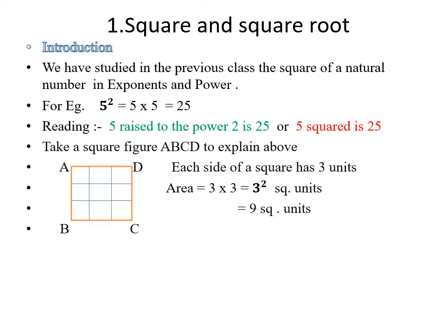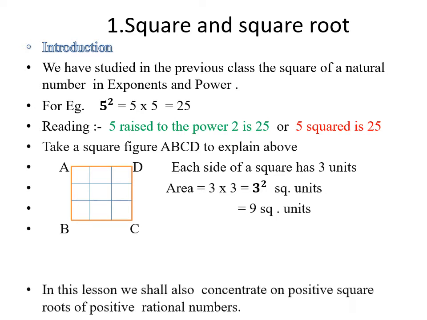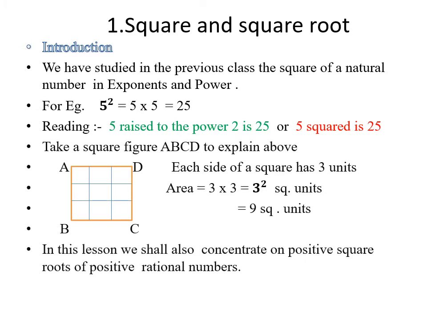Here you will find one square ABCD. Each side of the square has 3 units. So its area is side into side, that is 3 into 3. So it becomes 3 square units. So the answer is 9 square units. As you see the figure, observe how many squares are there. There are 9 squares, and each square has measure 1 unit. So total 9 square units. So this is how the square is obtained.